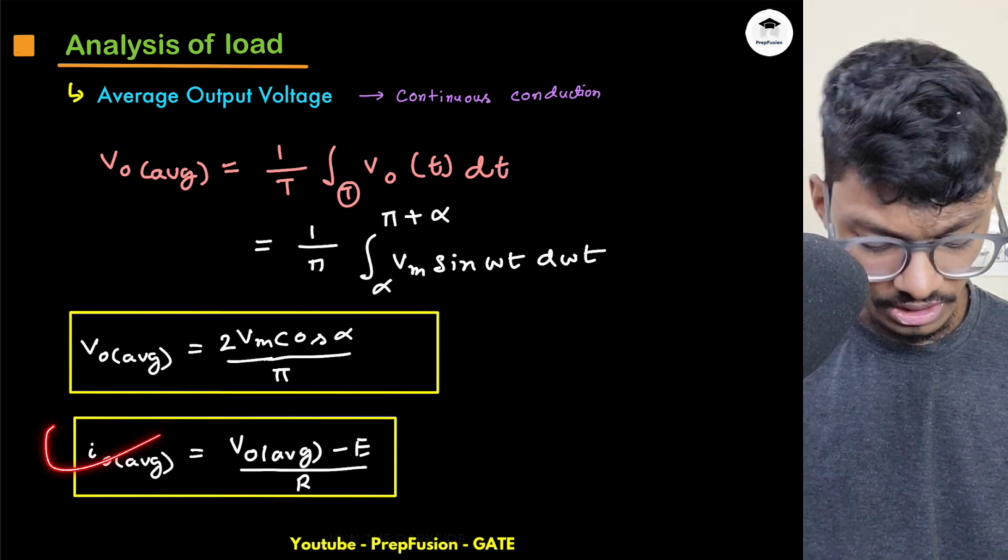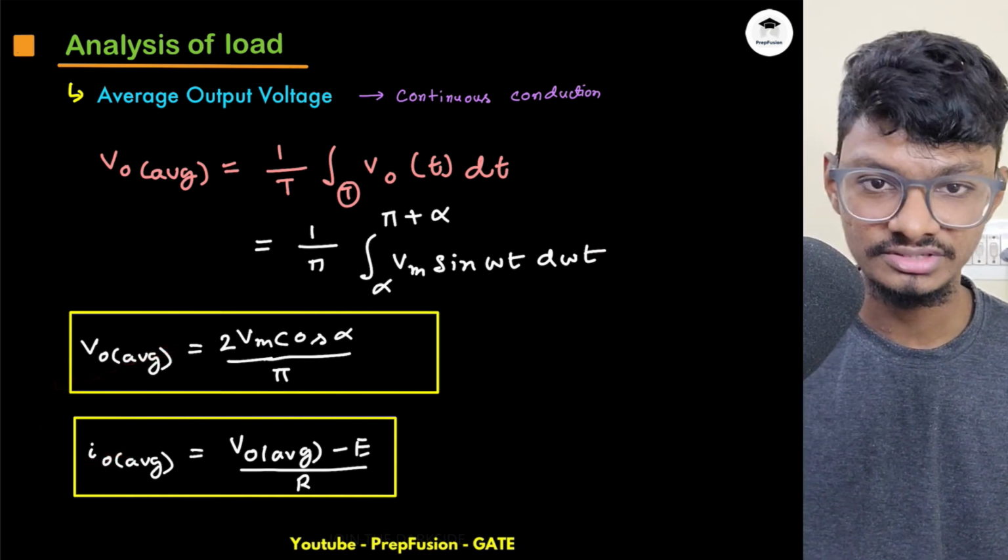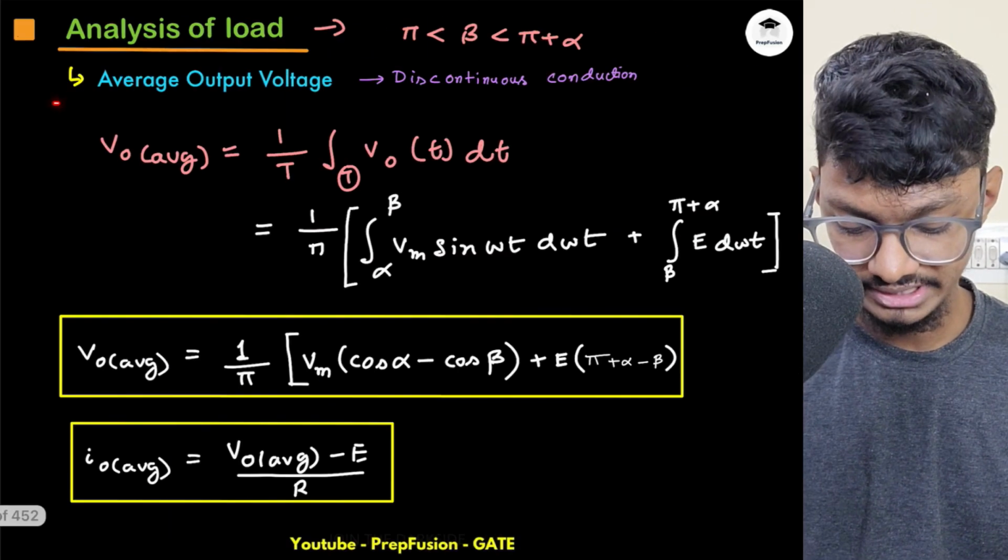That's fine. IO average, no need to remember. Just remember VO average minus E by R. Okay, just like that. Then what is the average output voltage?